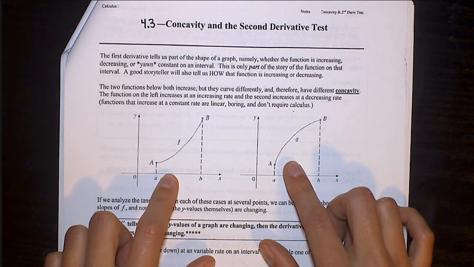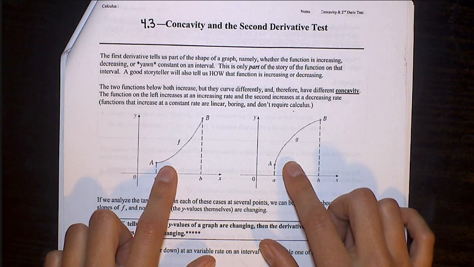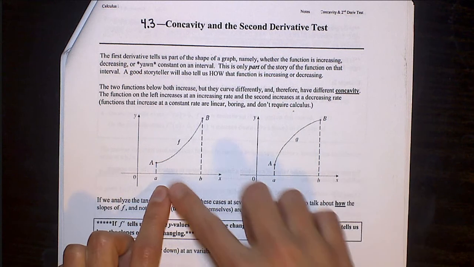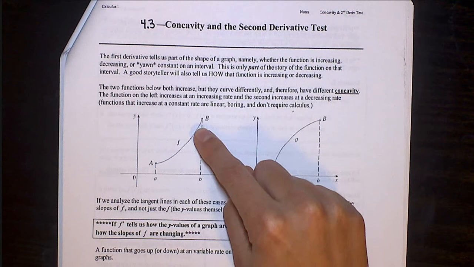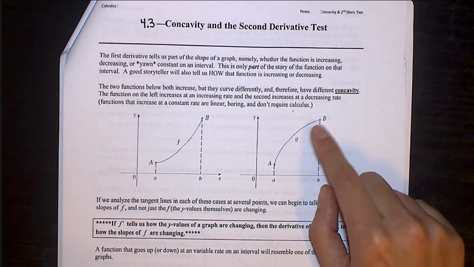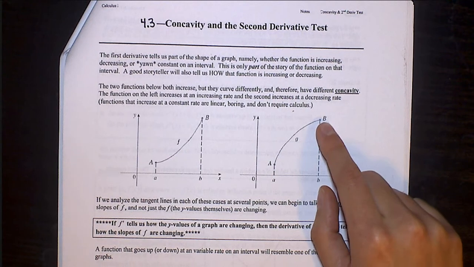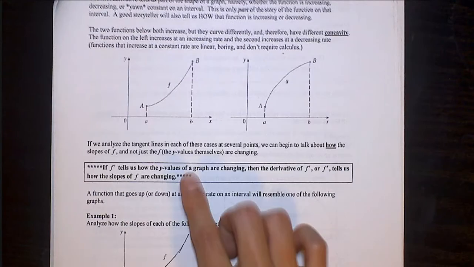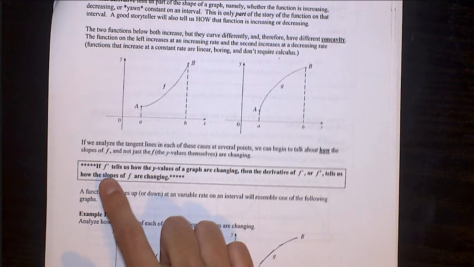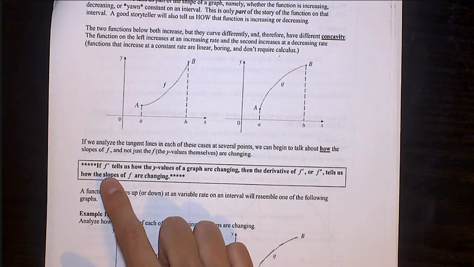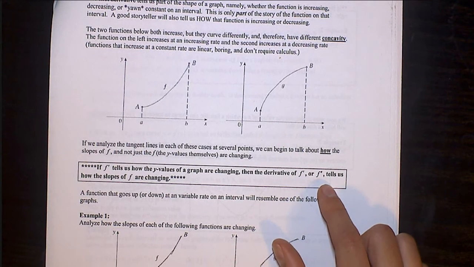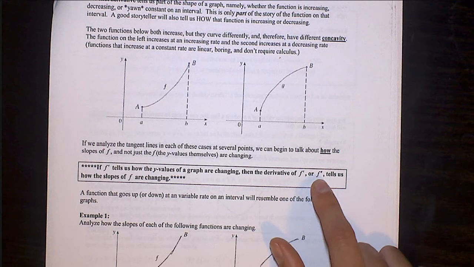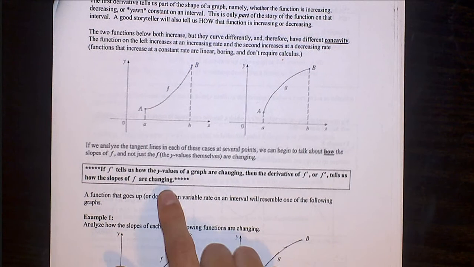And the way that they're increasing differently affects what's called the concavity. So these two graphs have different concavity because this one is increasing at an increasing rate. It starts increasing faster, and this one's increasing at a decreasing rate. It's increasing slower. So let's look at this bold box down here. It says, if f prime tells us how the y values of a graph are changing, then the derivative of f prime, or f double prime, tells us how the slopes of f are changing. So the second derivative tells us how the slopes are changing.